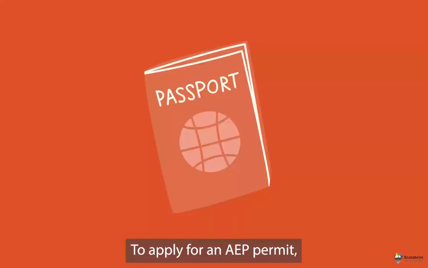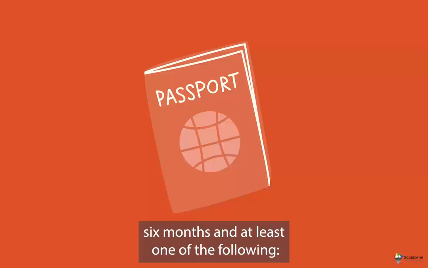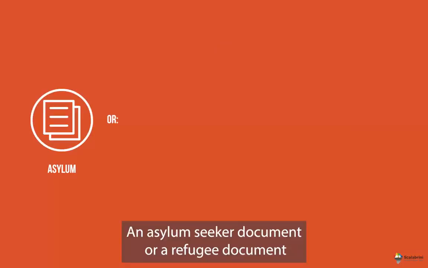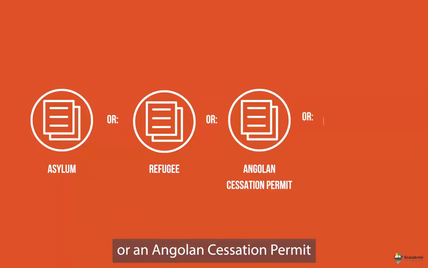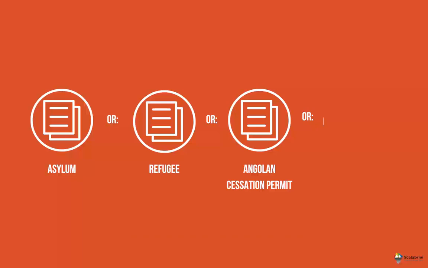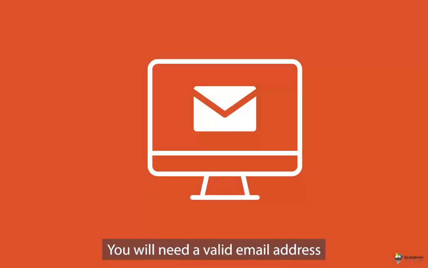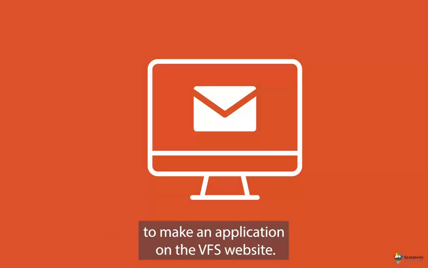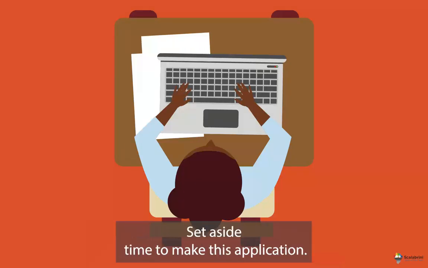To apply for an AEP permit, you will need an Angolan passport that is valid for at least 6 months, at least one of the following: an asylum seeker document, or a refugee document, or an Angolan cessation permit, or an Angolan special permit. You will need a valid email address to make an application on the VFS website. Once you have these things, get ready to make an application online.